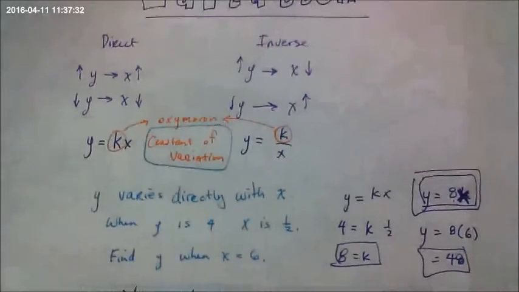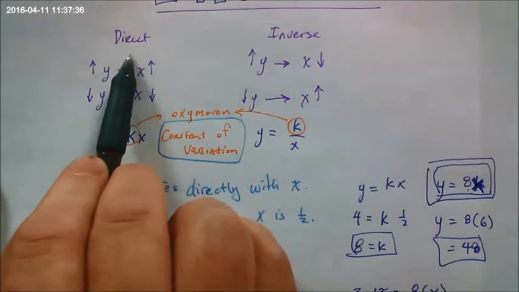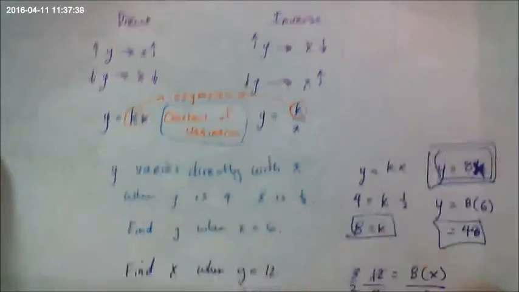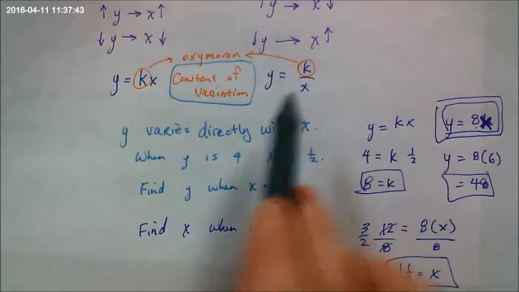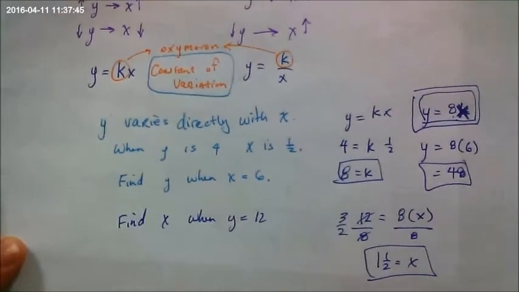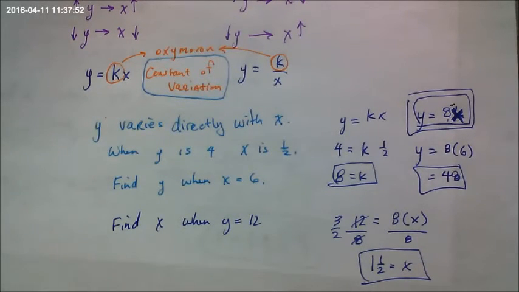But anyway, variation. In review, the first thing you have to do is determine if it's direct or inverse. If it's direct, you use this. If it's inverse, you use that. You plug in all the information you know so you can come up with the relationship, this one right here. And then you use that to answer the subsequent questions.